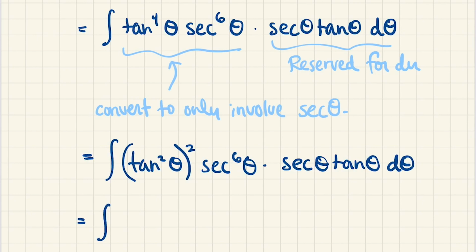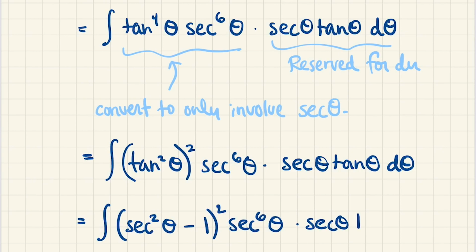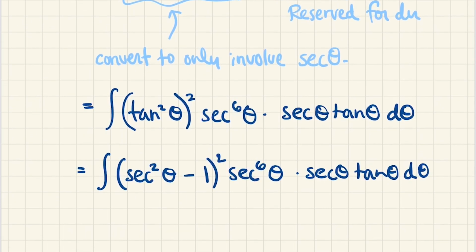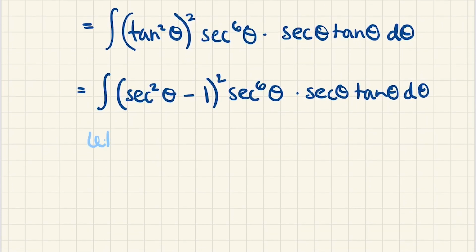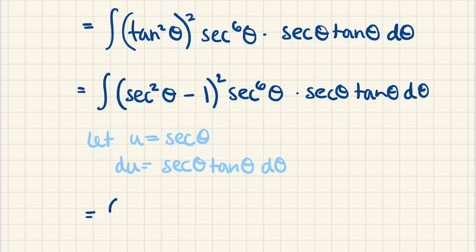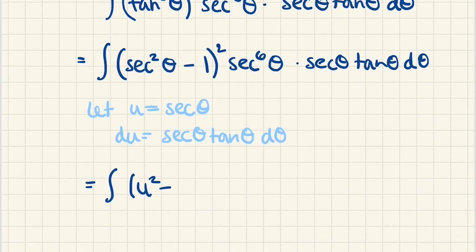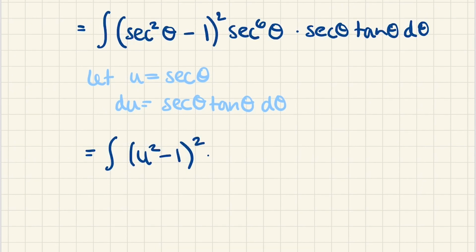Okay, so tangent squared of theta. Now be careful with these Pythagorean identities. This one in particular is secant squared minus 1. And that whole quantity is being squared. All right, so we're ready for our substitution. We'll let u equal secant of theta. So du is secant theta tangent theta d theta, as we predicted, giving the integral u squared minus 1, which itself is squared, times u to the 6th du.